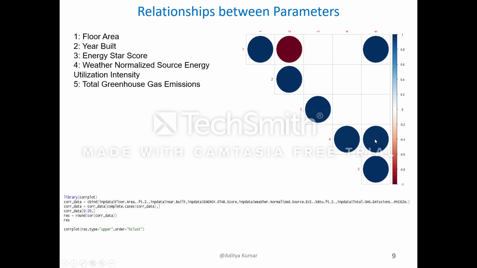Similarly, you have the source energy utilization intensity and the greenhouse gas emissions. They are also positively correlated. So the more energy is utilized, the more greenhouse gas emissions would be associated with the building. So several of these correlations made sense physically. Here is the corresponding code which I had written in R. I'm using the library corrplot for getting these correlation plots.